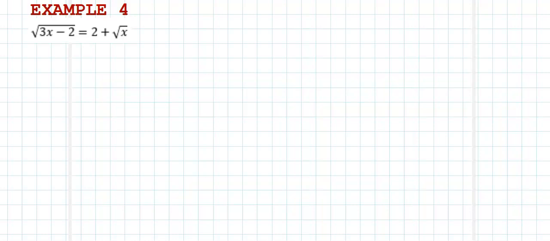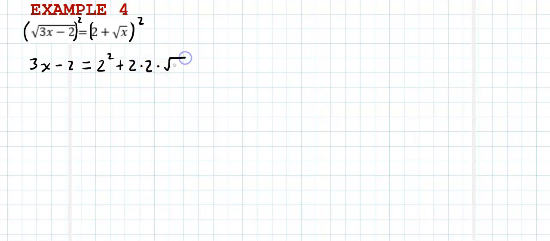Let's do another example. If we have two square roots and one of them is isolated, the first step is to raise both sides of the equation to the second power. On the left side, we have 3x minus 2 equals. The solution of this binomial to the second power is the first term to the second power plus 2 times the first term times the second term plus the last term to the second power.